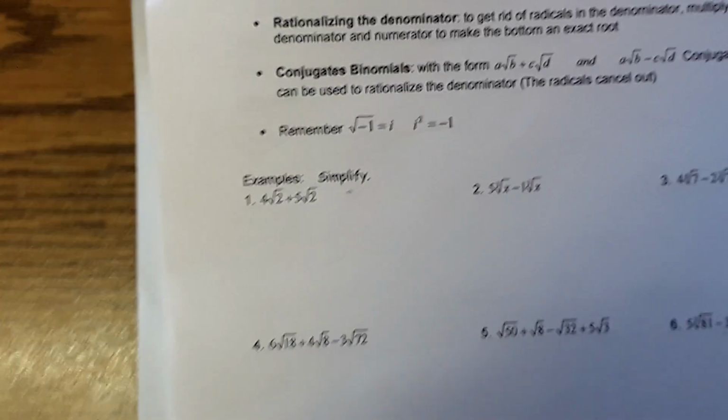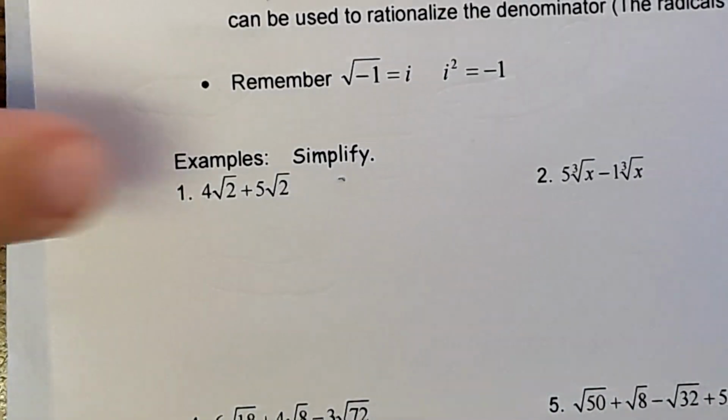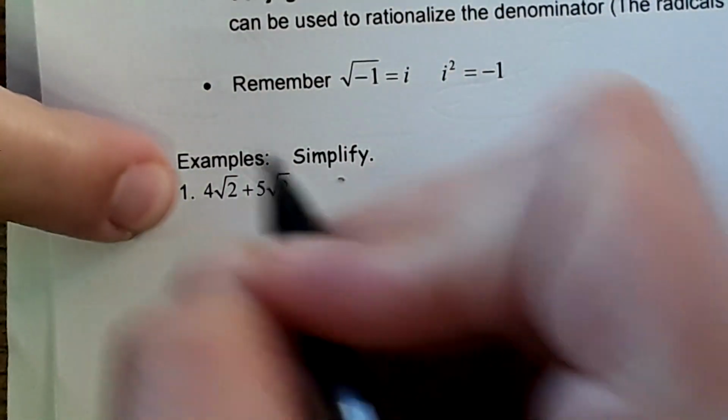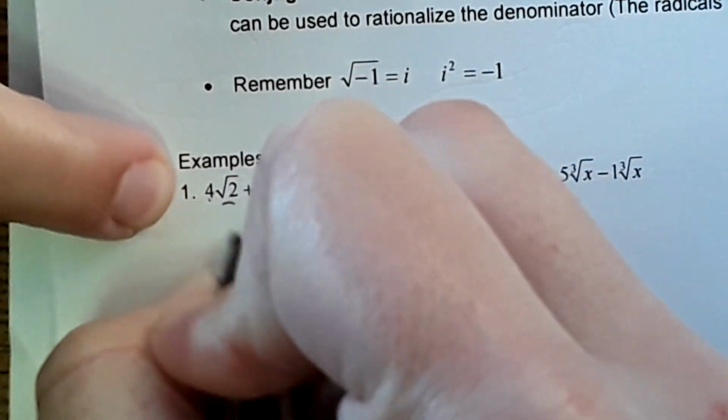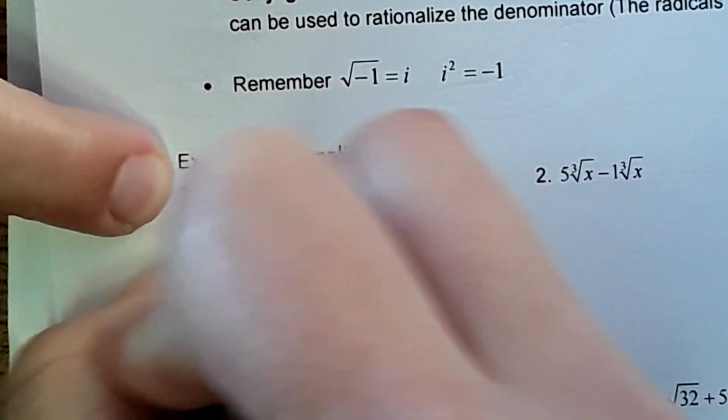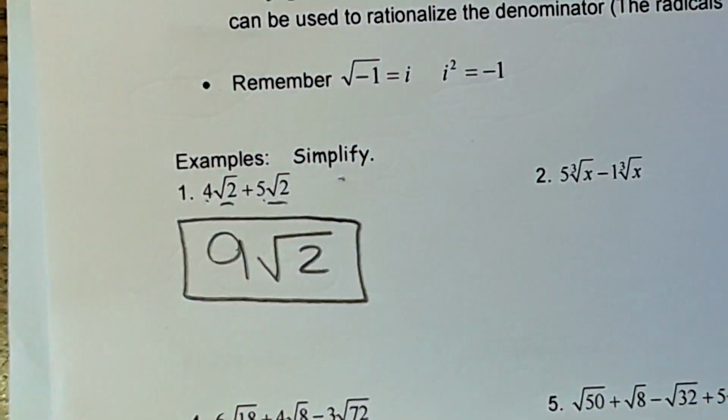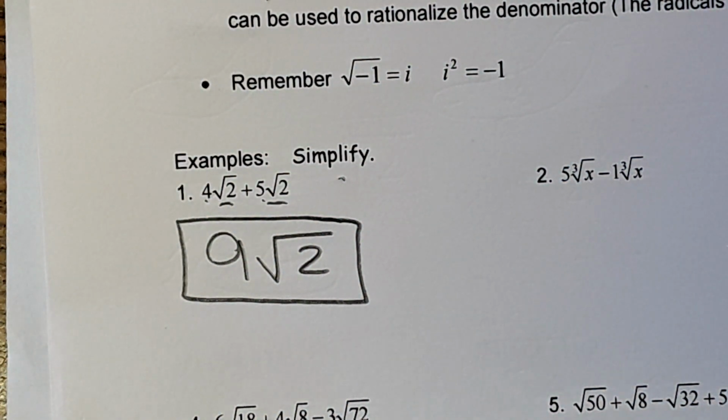So number 1, simplifying number 1, we have 4 square root of 2 plus 5 square root of 2. Since these are both the same square root, we can just say 4 plus 5 is 9 and get 9 square root of 2. See? Easy. Okay.